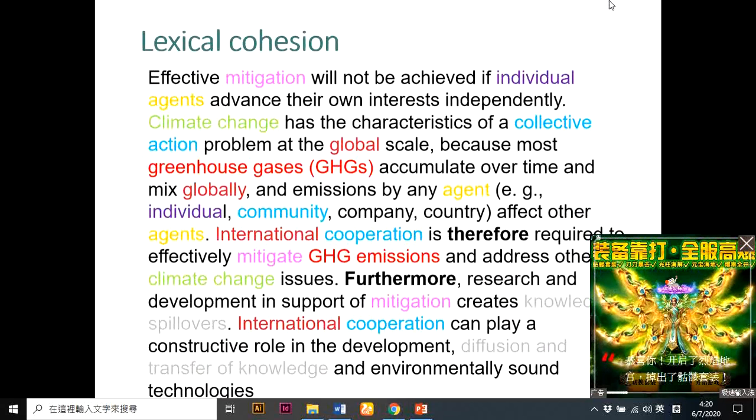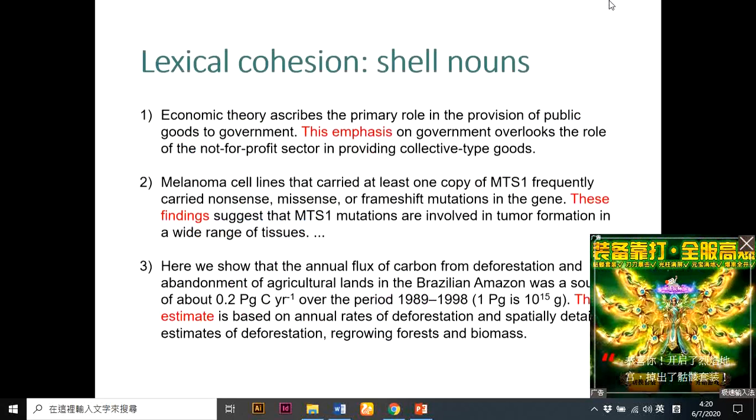And this is a way of continuing to talk about a subject and helping the reader to follow you. It's either through repetition or through use of synonyms. Let's move on to look at another strategy within lexical cohesion. These three examples show us the use of shell nouns.